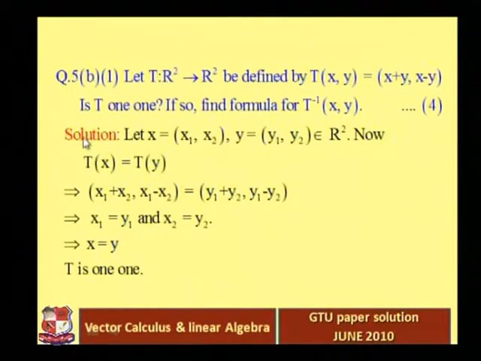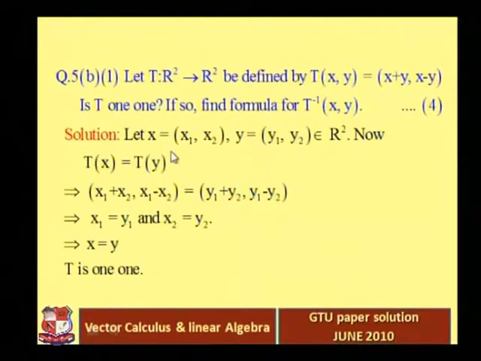Here is the solution. First of all we want to check that the given transformation is a linear transformation, right? You can see easily that this is a transformation T from R2 to R2, a Euclidean linear transformation, and both the coordinate functions are linear. W1 is also linear, W2 is also linear. So that's why you can say that this is a linear transformation.